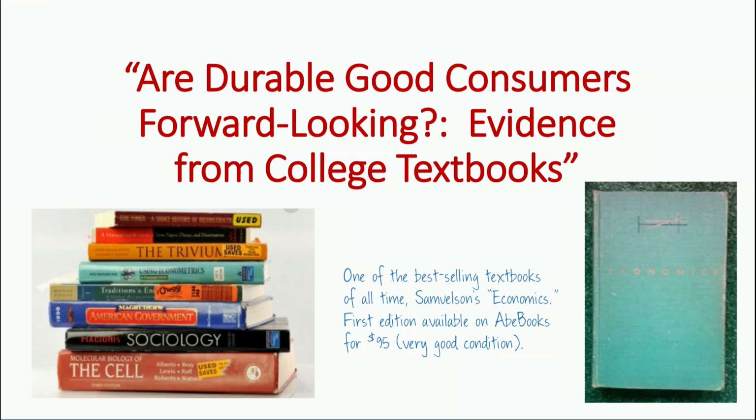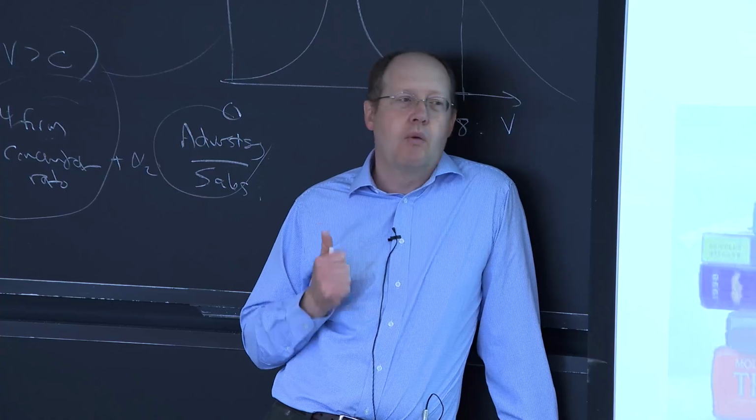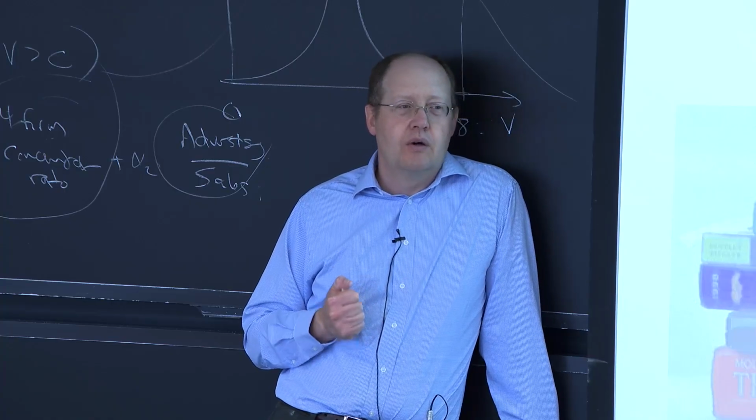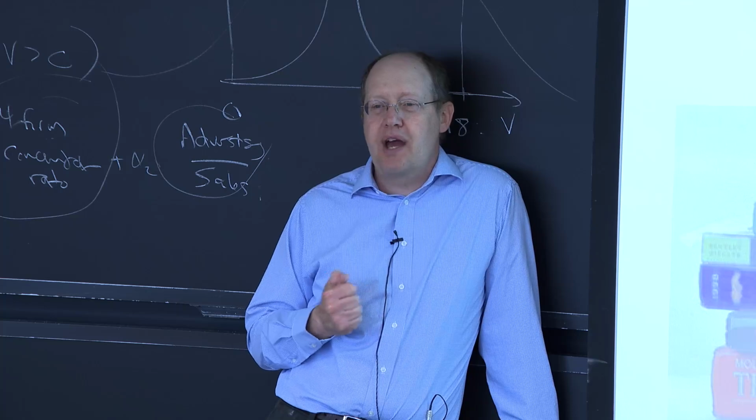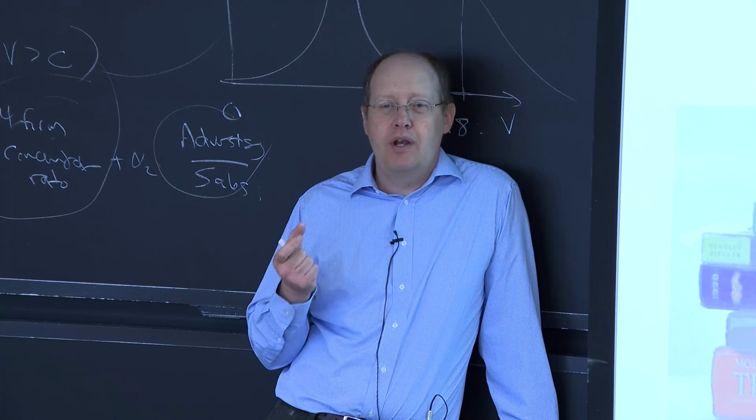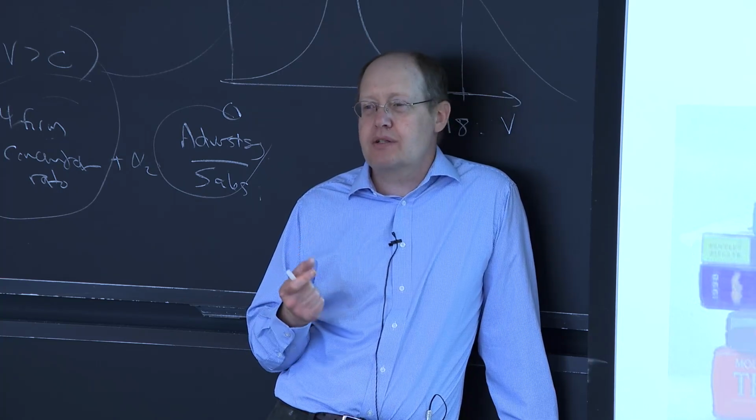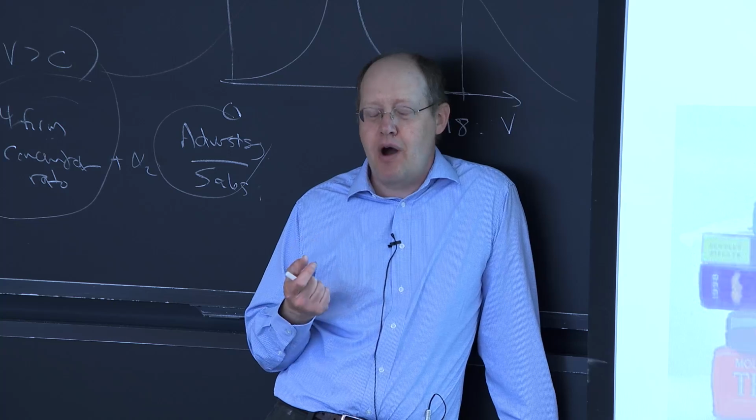So the paper is "Are Durable Goods Consumers Forward-Looking? Evidence from College Textbooks." To the extent there are policy questions here, these should be familiar to you. One policy question is, why is it that textbooks cost $300? We know that you can print a book for $20. Why do they cost $300? Is there something wrong with that?